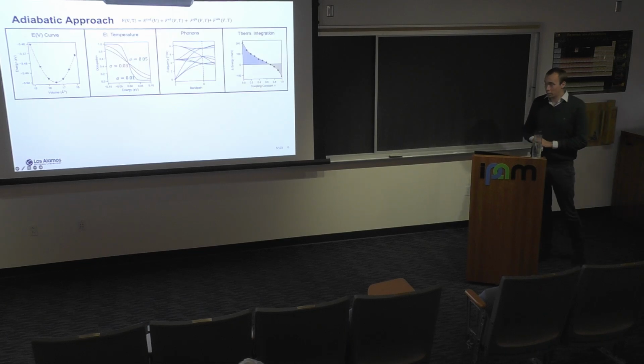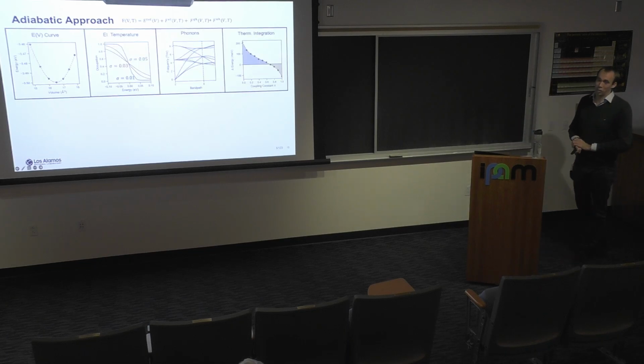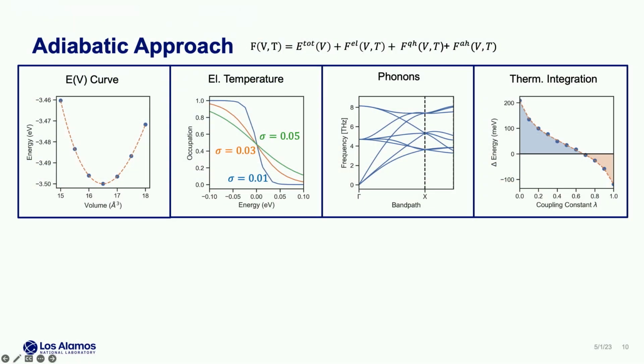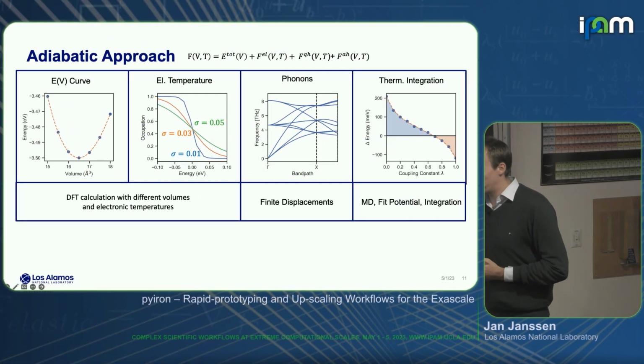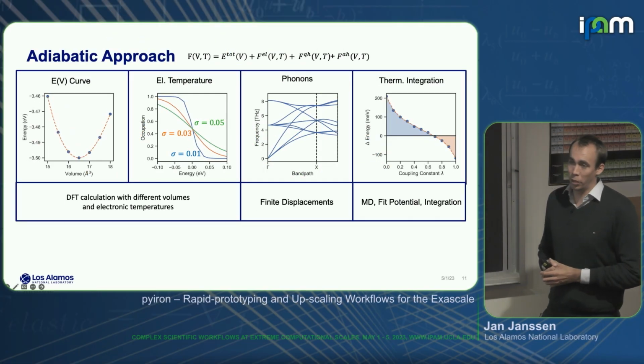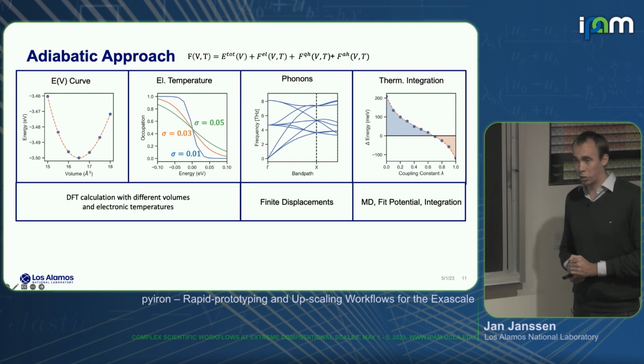And how is this done? I will only go very briefly into this. You're happy to ask me for more details afterwards. But in general, it's really like an adiabatic approach. So we add the different contributions to the free energy. We start with our equation of state, and we have the electronic temperature, the phonons, then we would use finite displacement methods, and finally thermodynamic integration to get the anharmonic contributions as well.